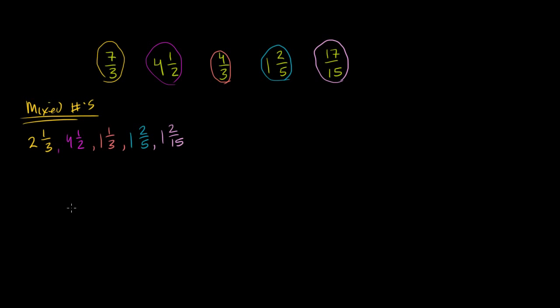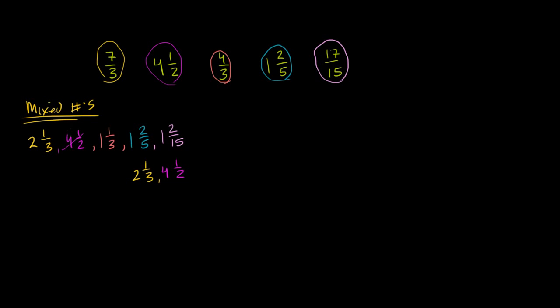So we already know what the largest number is, just looking at the whole number parts of these mixed numbers. It's 4.5. The second largest number is 2 and 1/3. Now the whole number part of all of these last three is the same, so we have to look at the fractional part. They all have different denominators, so that we can compare apples to apples, let's give these the same denominator. The best common denominator will be the least common multiple of 3, 5, and 15, which is 15.